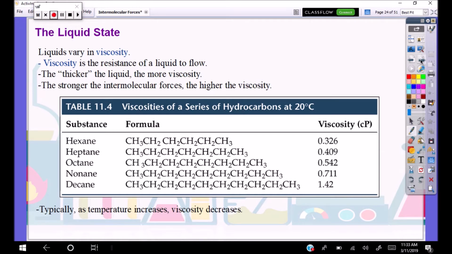However, as I stated a minute ago, as the temperature increases, viscosity decreases. The reasoning behind this: if we look at increased temperature, we're increasing the average kinetic energy of our particles. When we increase the average kinetic energy, there are more vibrations occurring between the molecules. These vibrations can disrupt the London dispersion forces between our particles, and therefore viscosity must go down.